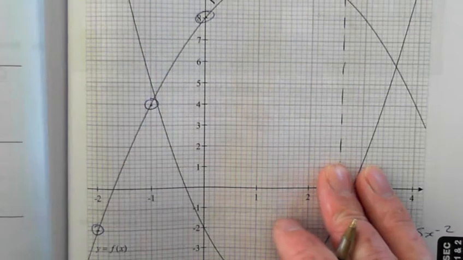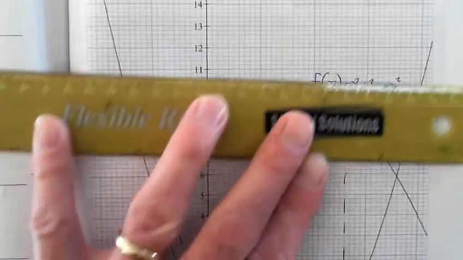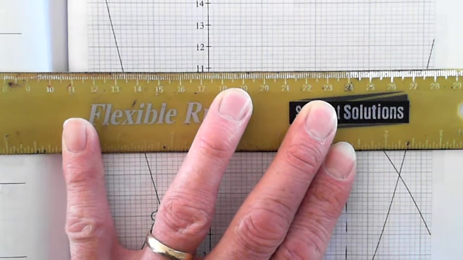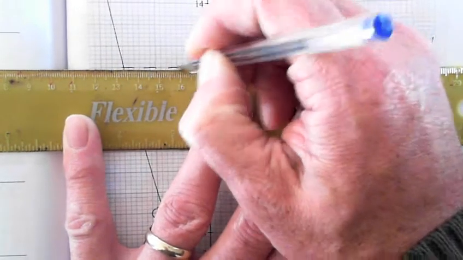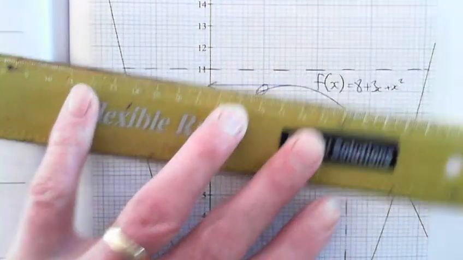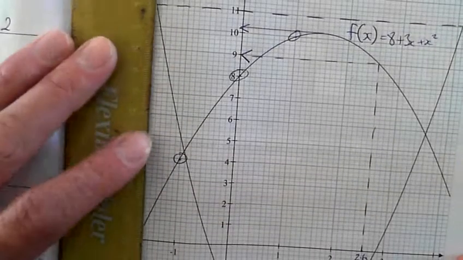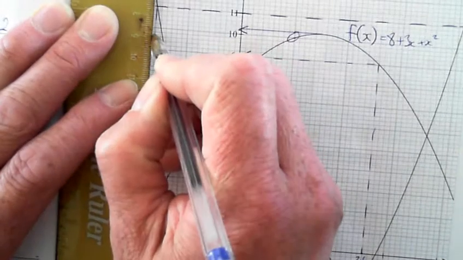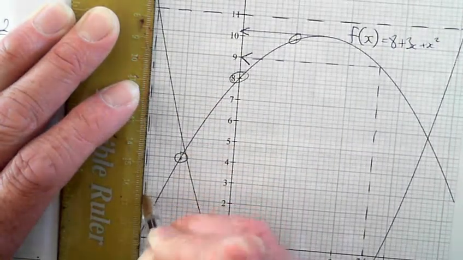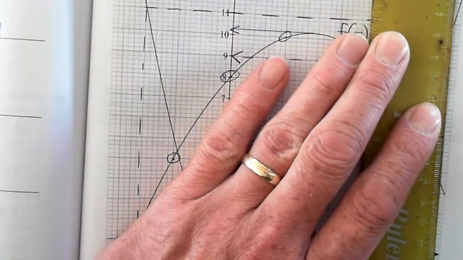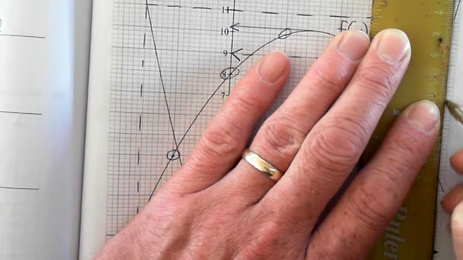So they've given me the y value. Y is equal to 11. So we go across like that until we touch the g graph. Now where we touch the g graph, bring it down. And there are two values for this one. It's minus 1.6.